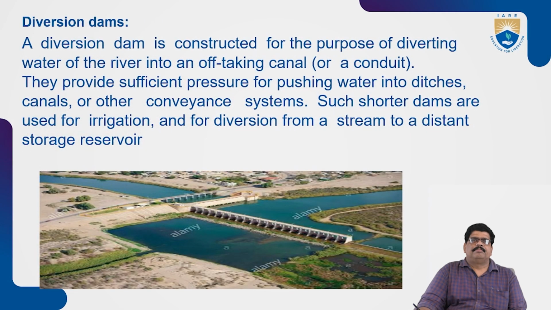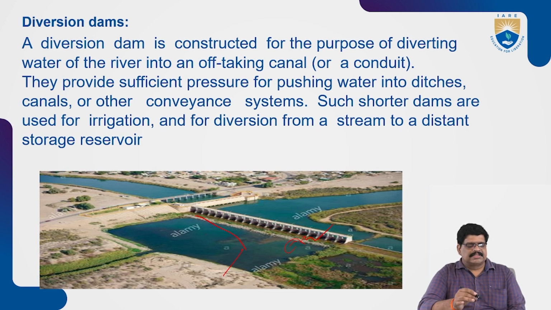Next, diversion dam. Very important. The second one is the diversion dam. Let us see in the diagram so you can understand it easily. The diversion dam, as the name itself says, diverts the water from the reservoir to another canal. A diversion dam is constructed for the purpose of diverting the water of the river into the off-taking canal.